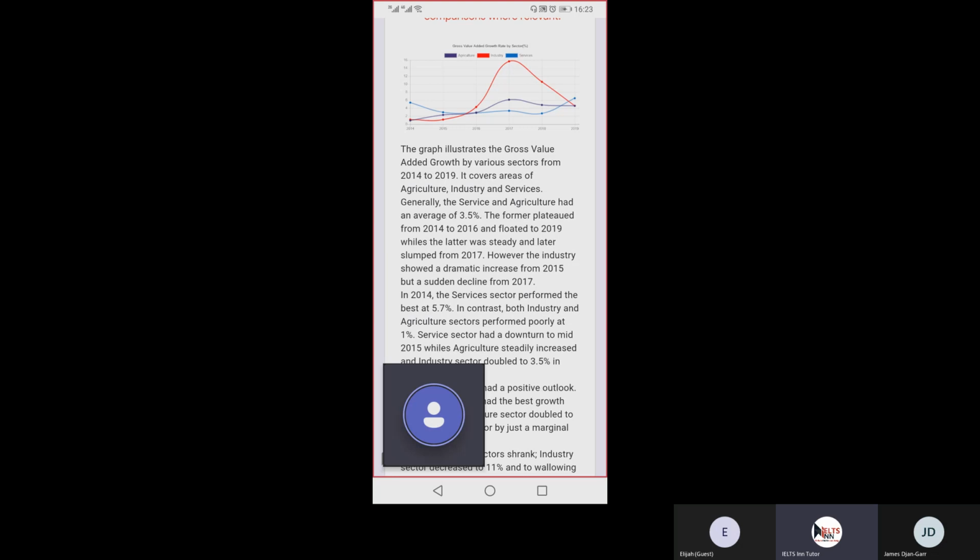Then let's look at the overall statement. I also think you missed the overall statement a little bit. I don't know. The service in agriculture, generally, the service in agriculture had an average of 3.5%.